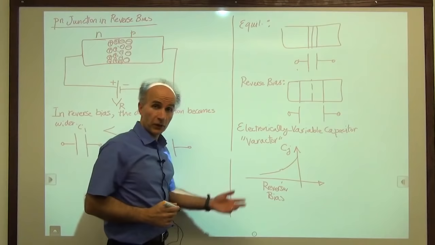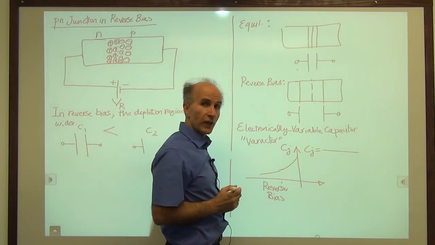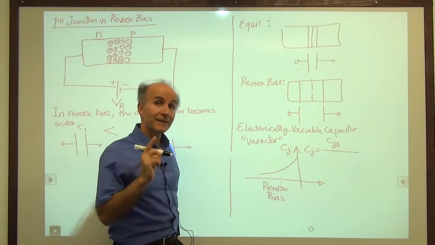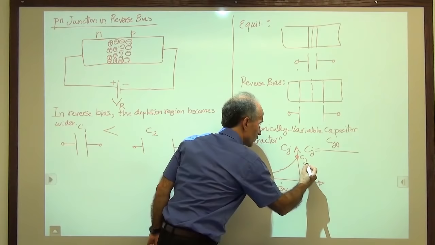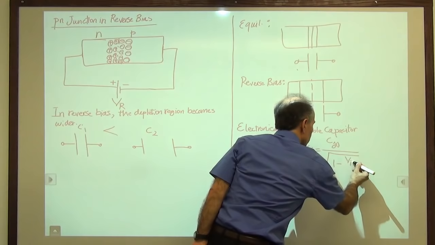It goes like this, CJ is equal to something in the numerator, which is called CJ0. CJ0 is the value of the capacitance when the voltage across the junction is zero, right here. So this value is CJ0. Now we would like a declining function, and that function looks like this. 1 minus VR over V0.